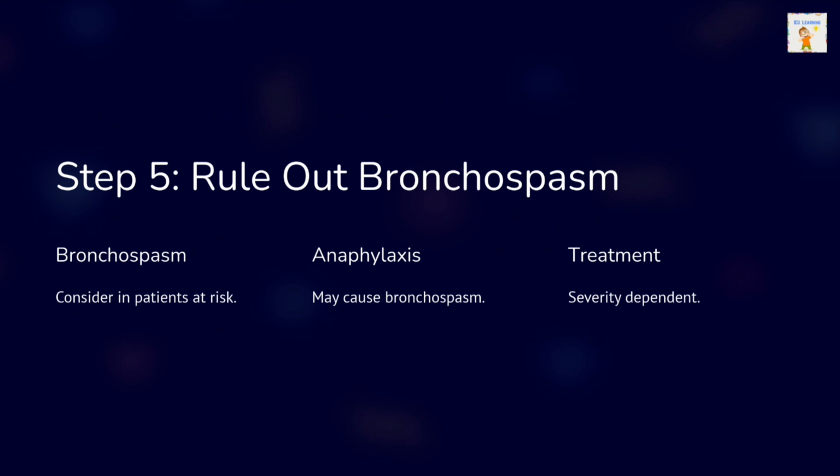Step 5 is to rule out or treat bronchospasm. So it is always after ruling out the tube placement and any compression or kinking, the next step would be to see whether there is bronchospasm. It is always differential, especially in patients with risk factors or who are on medications. It could be because of anaphylaxis, where you can also notice skin rash, hypotension or tachycardia. And the treatment depends on the severity and presence of anaphylaxis, but you can use steroids or inhaled bronchodilators and inhaled steroids and other medications.